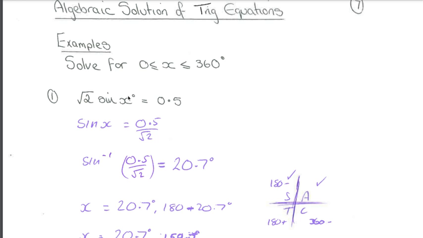So first thing we need to do is make sine x the subject. So we divide through by the coefficient of sine x. We divide through by the root 2. So sine x is 0.5 over root 2.